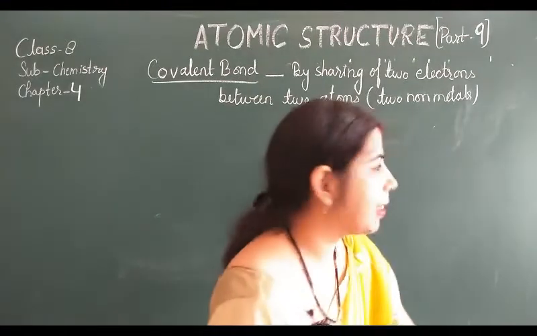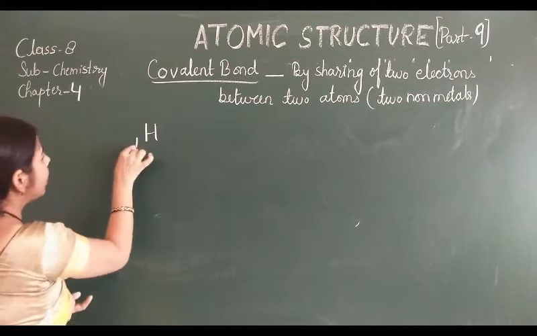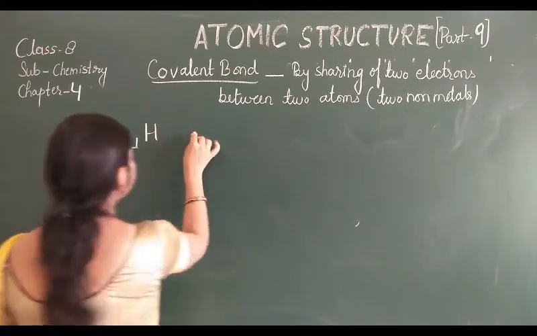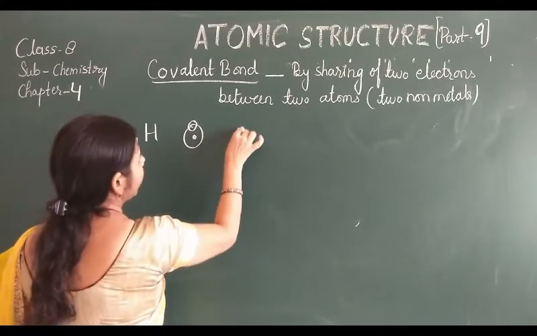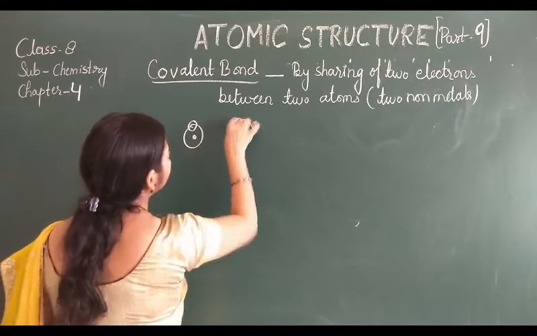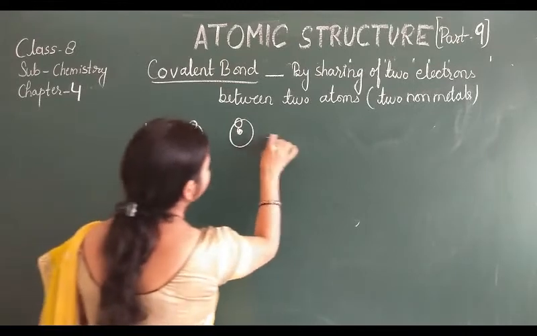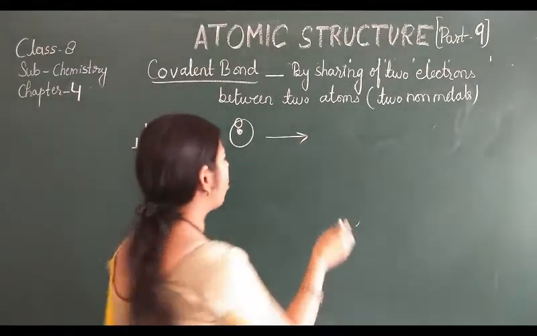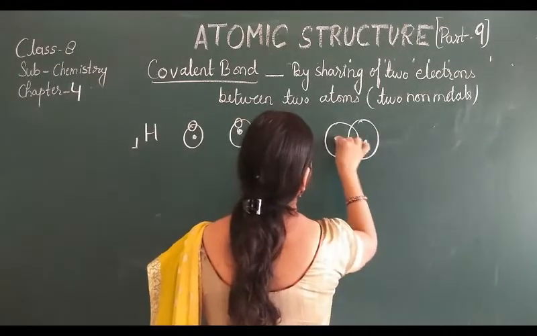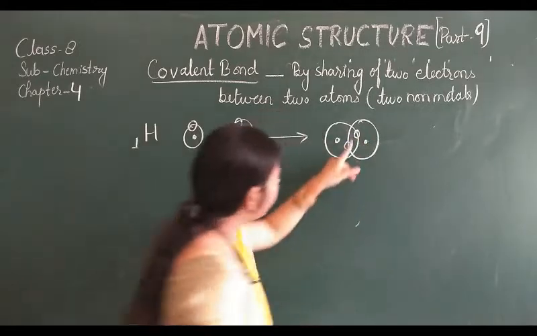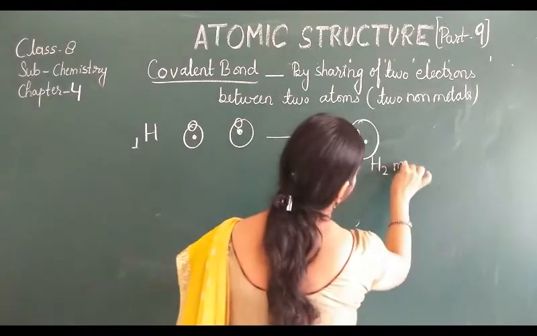Now just see the example for this. Take hydrogen, whose atomic number is 1. Hydrogen's outer shell has only 1 electron. Take one more hydrogen, which also has 1 electron. That means both are not stable. So what will they do? They will share their electrons like this, and both become a hydrogen molecule.